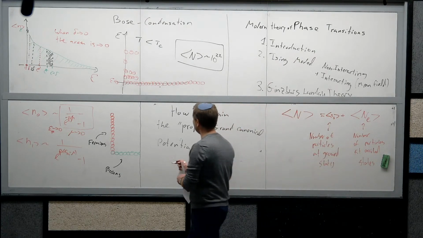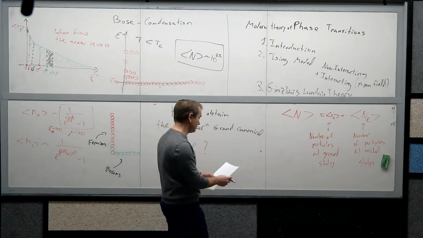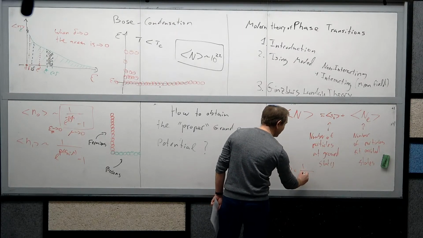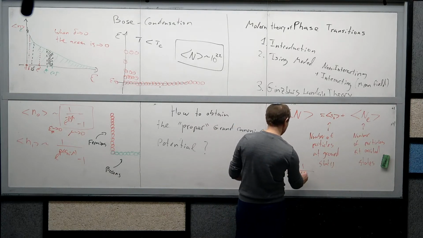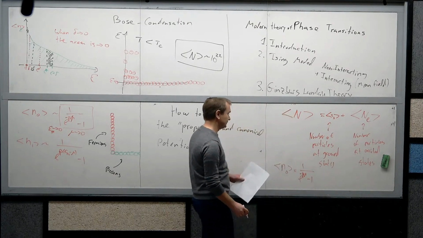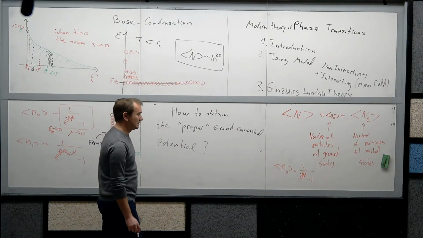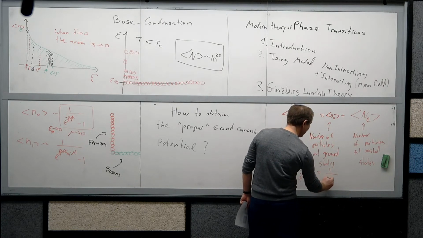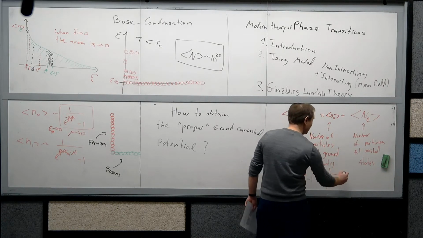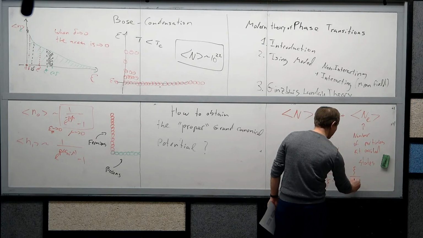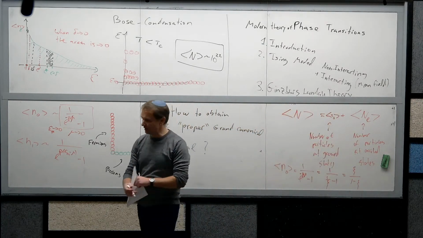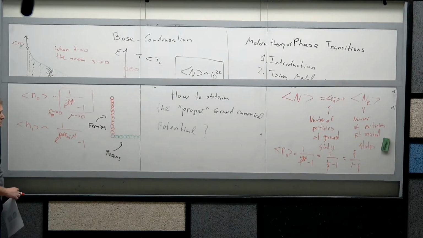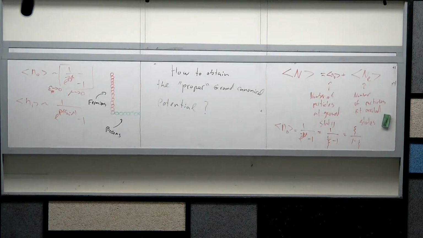N0 is simple, we know what N0 is. N0 is 1 over e to the power minus beta mu minus 1. Now I can say it is 1 over fugacity inverse minus 1, which is fugacity over 1 minus fugacity. So this is N0. What is N excited, Ne?